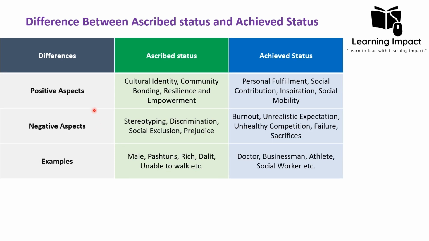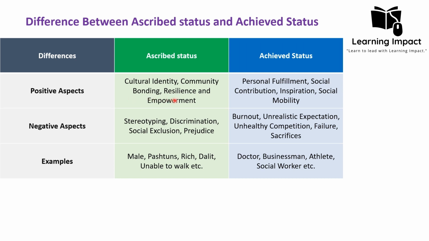Then positive and negative aspects. Ascribed status gives an individual cultural identity. For example, as I am born in a Pakistani society, this is my culture which I share with my other Pakistanis. So this is my cultural identity. Also community bonding. I am born in a Pashtun community in Pakistan society. So this is my community identity.